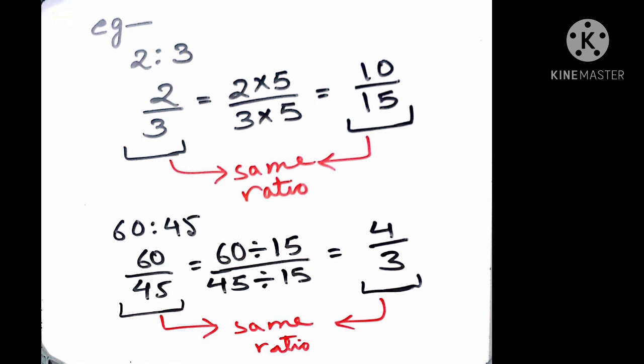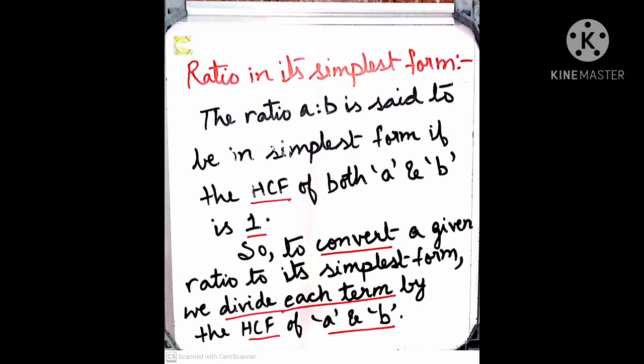Similarly, 60:45 means 60 by 45. When we divide 60 and 45 by the same non-zero number, that is 15, we get 4 by 3. So 60:45 is the same as 4:3. They are the same ratio. Next is ratio in its simplest form. The ratio A is to B is said to be in simplest form if the HCF of both the terms A and B is 1.